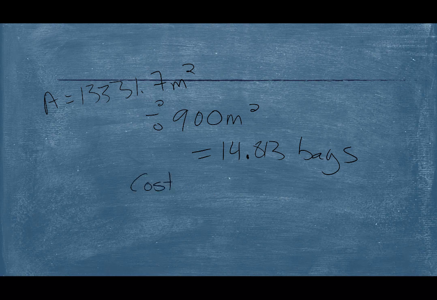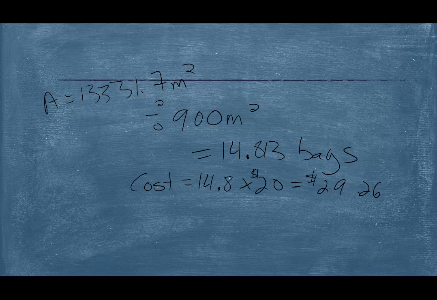Well, there's a couple of ways you could approach this. I'm going to do it this way first, but then I'll show you the other way. So let's say it takes 14.8 bags times, what did the question say? $20 a bag. So I take that 14.8 and I go times $20, and it's going to cost you then $296.26. I don't like the way that 6 came out. There, that's better. So $296.26.